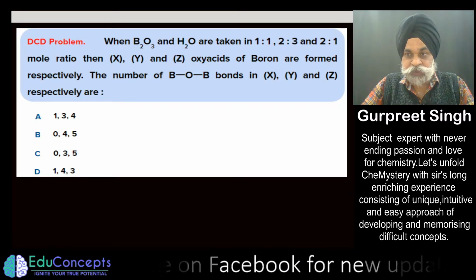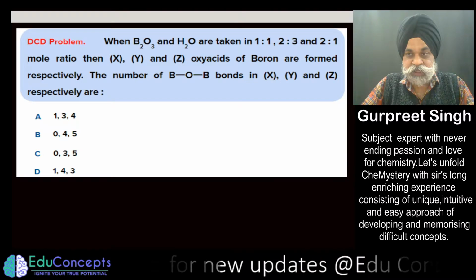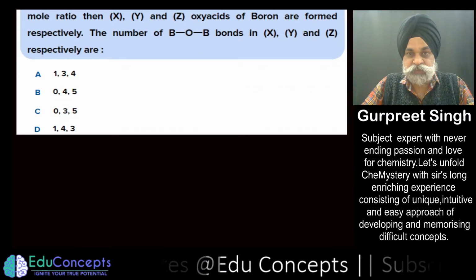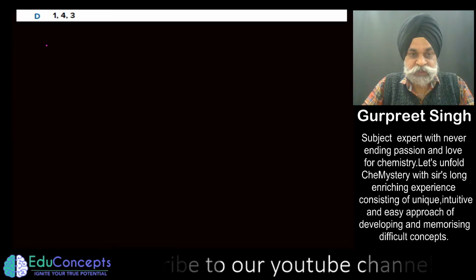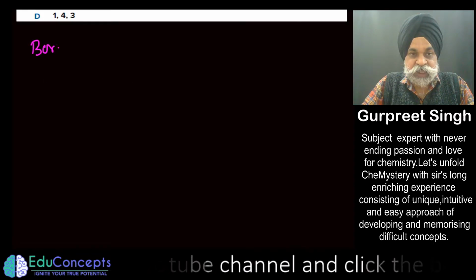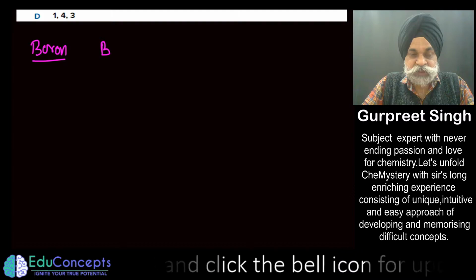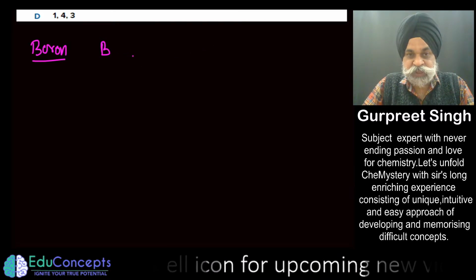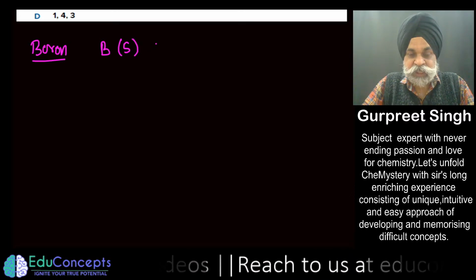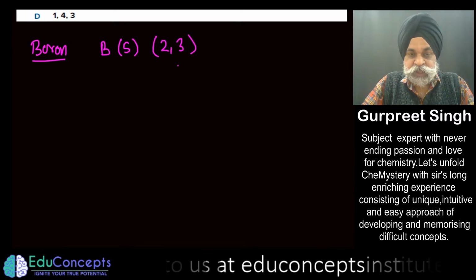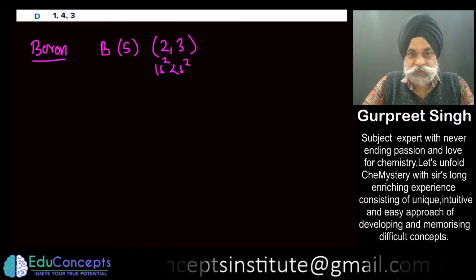So hopefully you have tried this question. Now let us discuss what exactly is being asked here. Before I go into the details, let me give you a little background about boron itself. Boron is an element with atomic number 5 and the configuration 1s2 2s2 2p1.